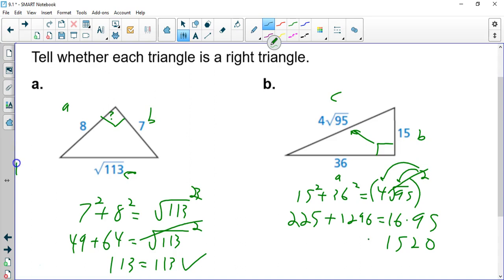On this side, when we add 1296 to 225, we get 1521. Ooh, very close, but not a right angle. Which means, being that it's that close, it's probably like 89 point something degrees or 90 point something, but it's not 90 degrees.